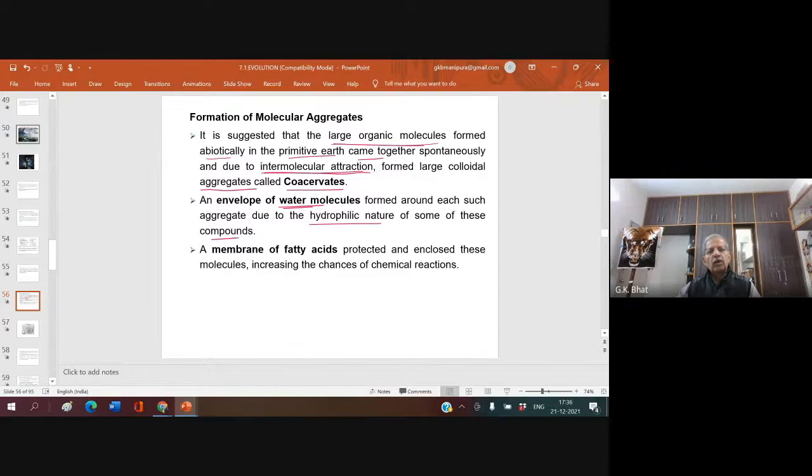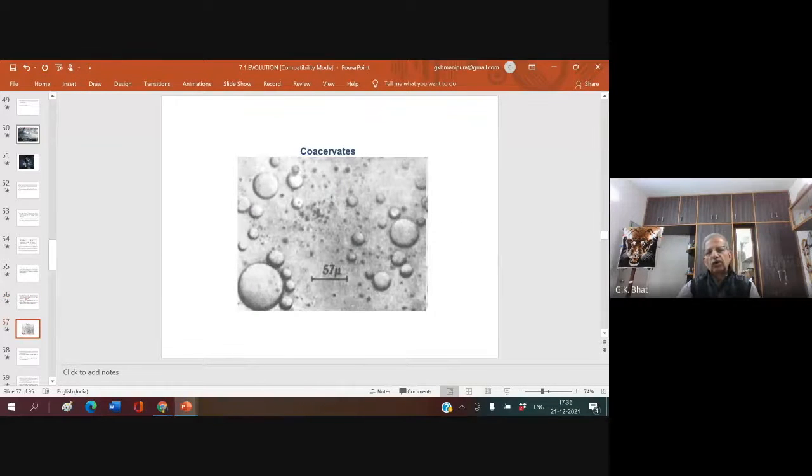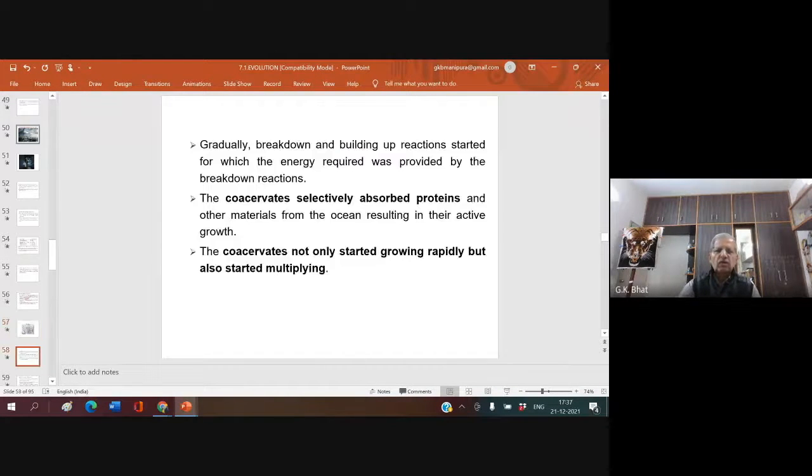In due course of time, a membrane of fatty acid protected and enclosed these molecules, increasing the chances of chemical reactions. You can see that this membrane of fatty acid, in due course of time, has given rise to the plasma membrane. This is what you have, the coacervates. You can see these are the large aggregates of the organic molecules resulting in coacervates, around which you could see the formation of a water envelope, around which in due course of time the fatty acid layer got formed.